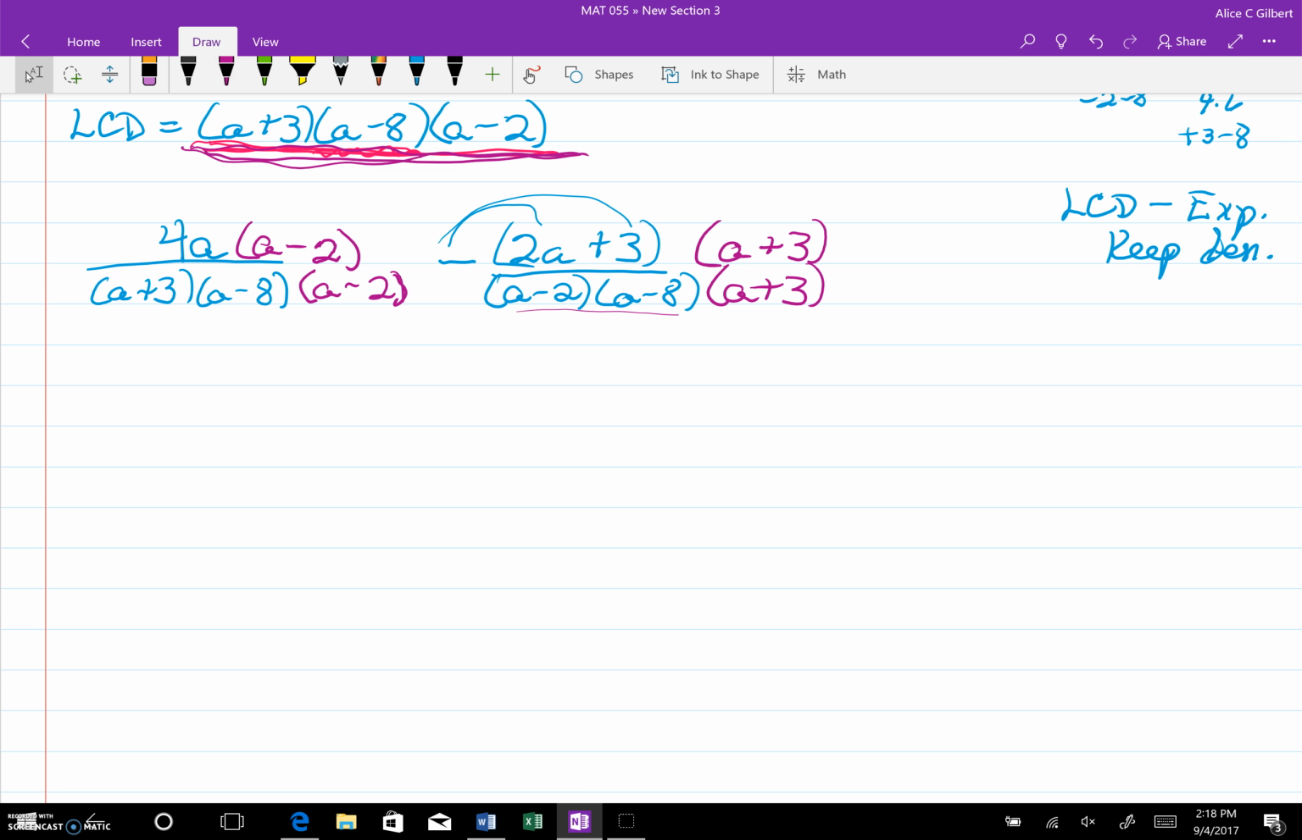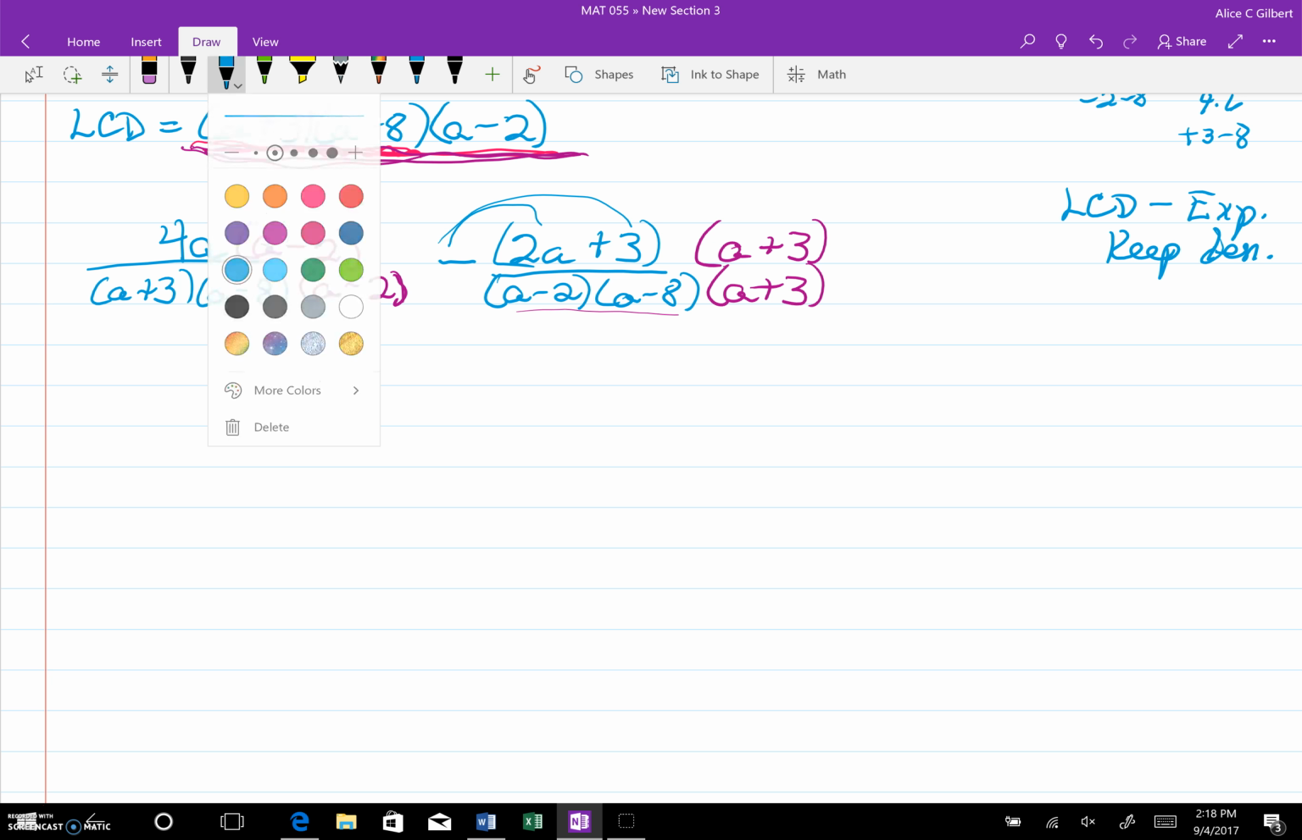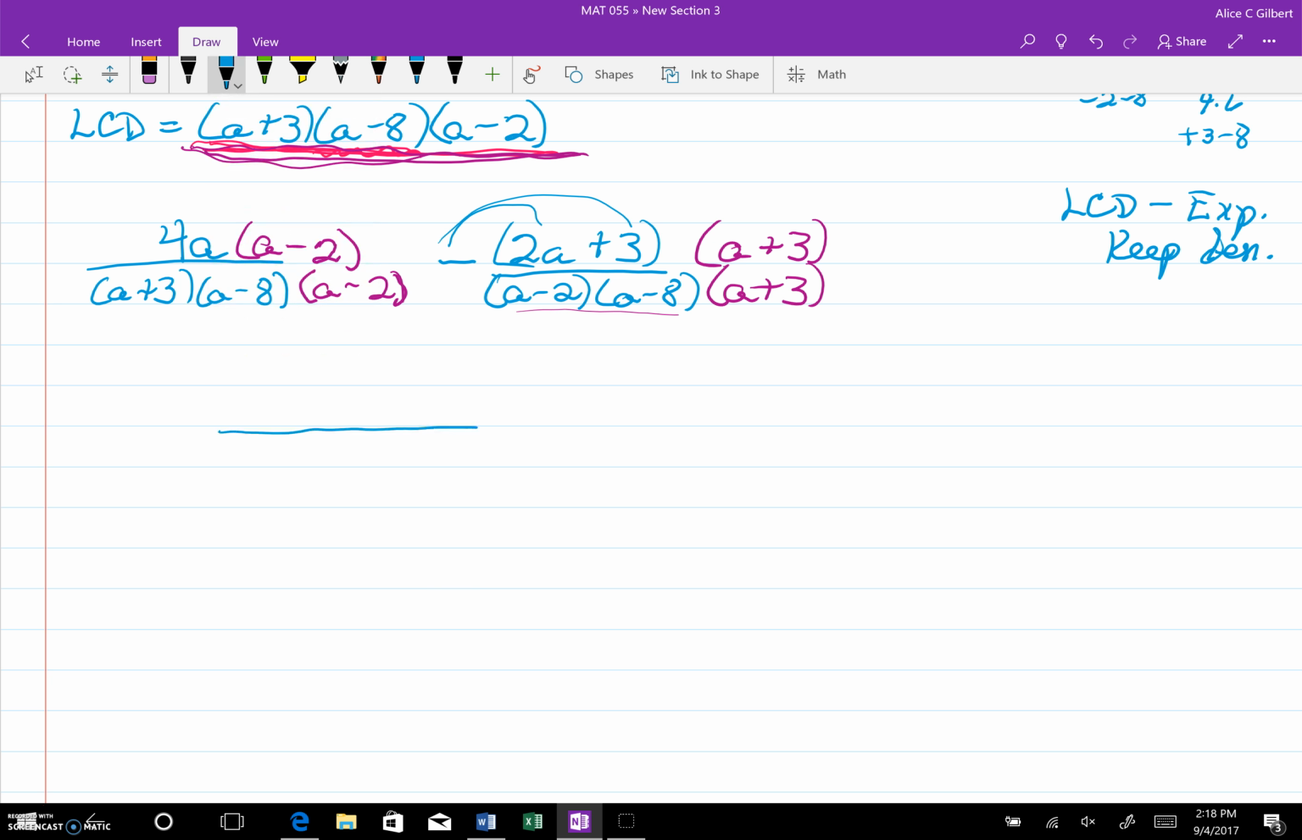Okay, so now I know I've got the same denominator in both terms. So a plus 3, a minus 8, a minus 2. So I just need to write that down. And now I just need to take care of the numerator. So I'm going to distribute this to both of these. So that's 4a squared minus 8a.